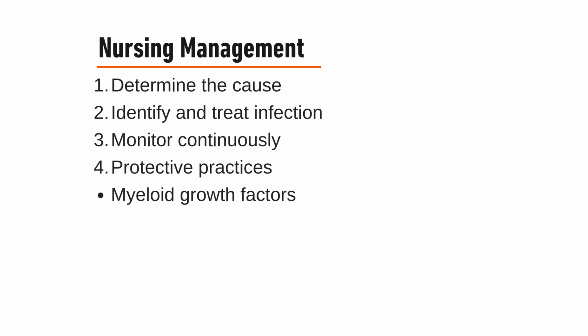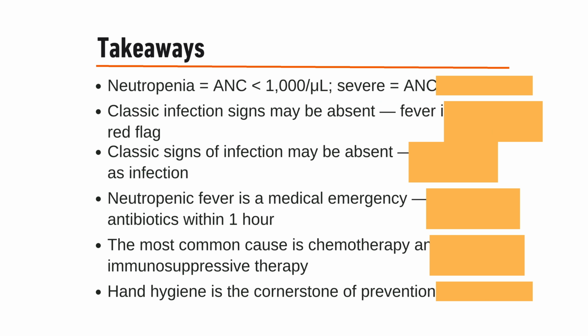And myeloid growth factors like G-CSF can be used prophylactically to prevent neutropenia or reduce its severity. But once neutropenia has already developed, they're generally less effective. Alright, let's wrap up. Here are your takeaways.